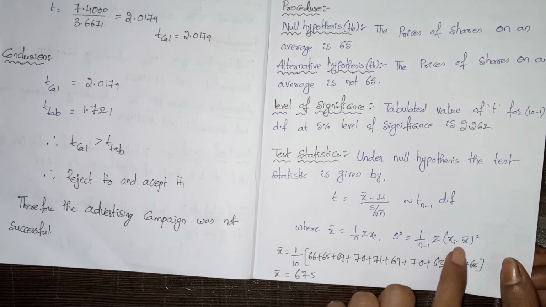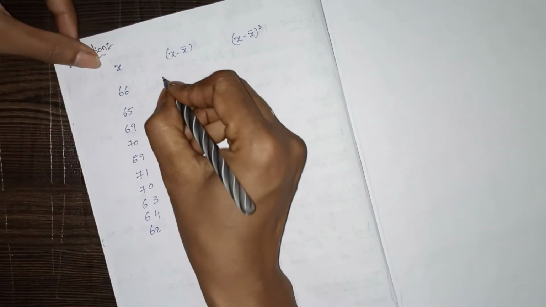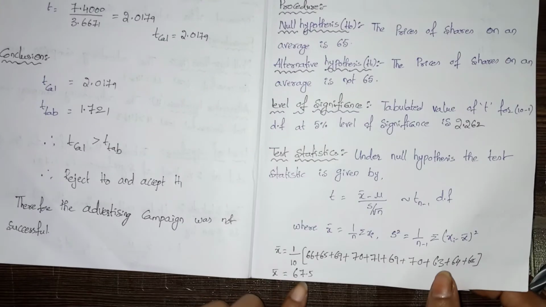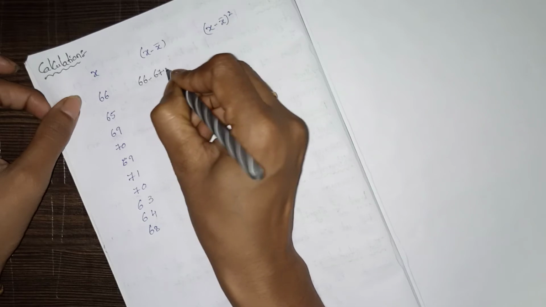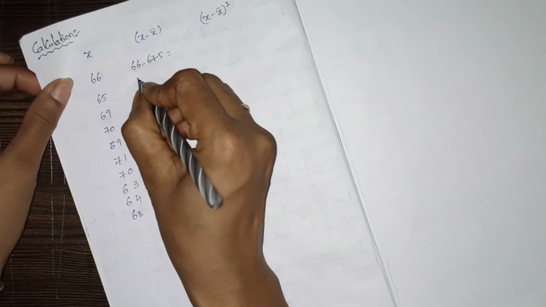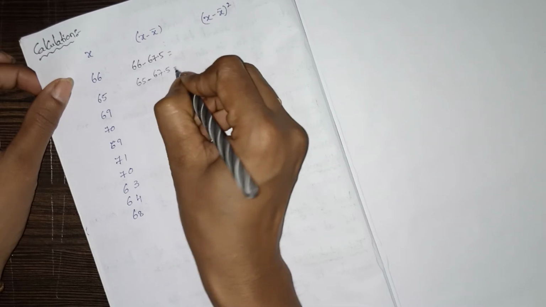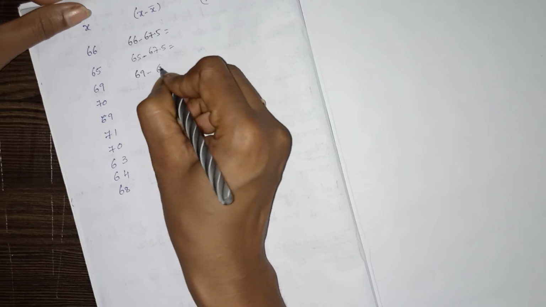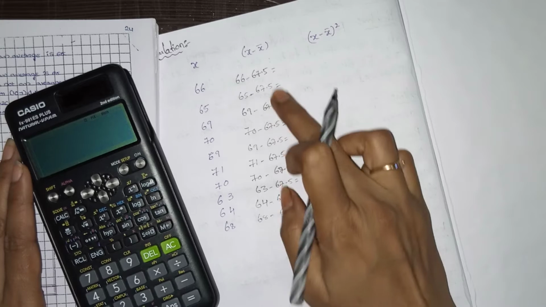So for that we need xi minus x bar whole square. So that's why we draw it like this. So 66 minus x bar, in the sense what we got here, 67.5. Like that everything we have to calculate. Then 65 minus 67.5, and 69 minus 67.5. We have written all these values.